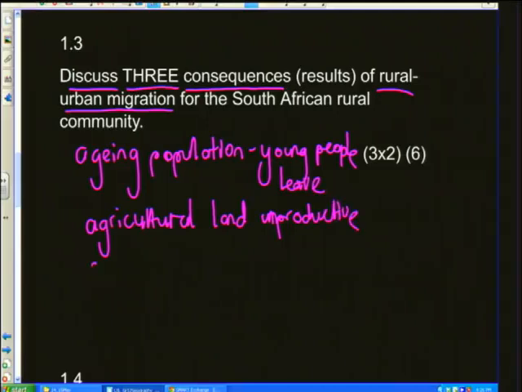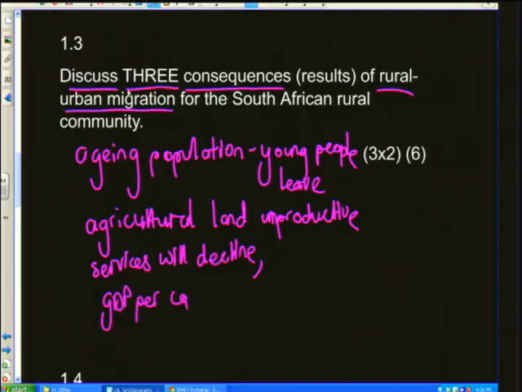Okay? Our services will decline, shops will close down, okay? Our GDP per capita will also decrease because most of the able-bodied people have gone to find work somewhere else. Shops have closed down, people are unemployed, the old people are left behind, so therefore the average earnings will decrease. So there's 4 of them for you. There are others. As long as you've explained 4, you'll be fine.